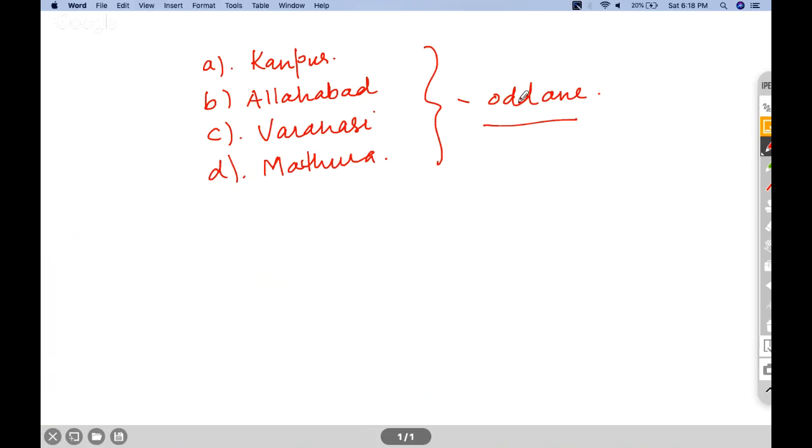Don't just give answers. All are religious places. There is no place which is not religious. You don't categorize places on the basis of religious and non-religious. Every city has a few temples, a few mosques, a few churches.